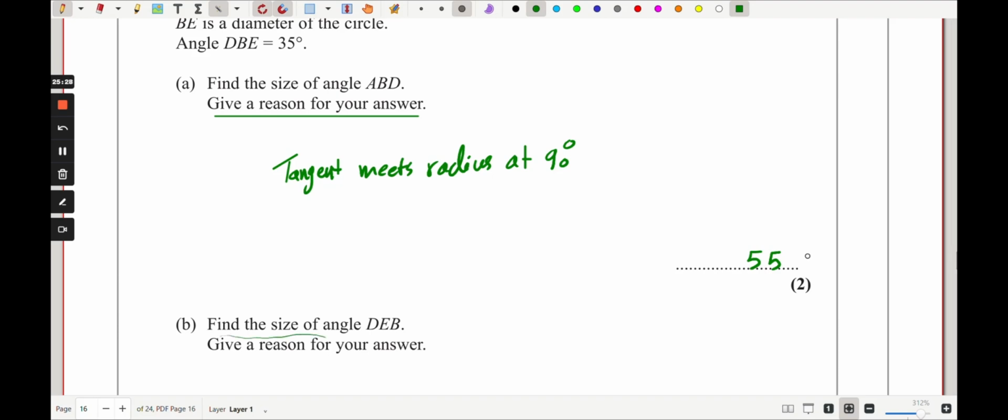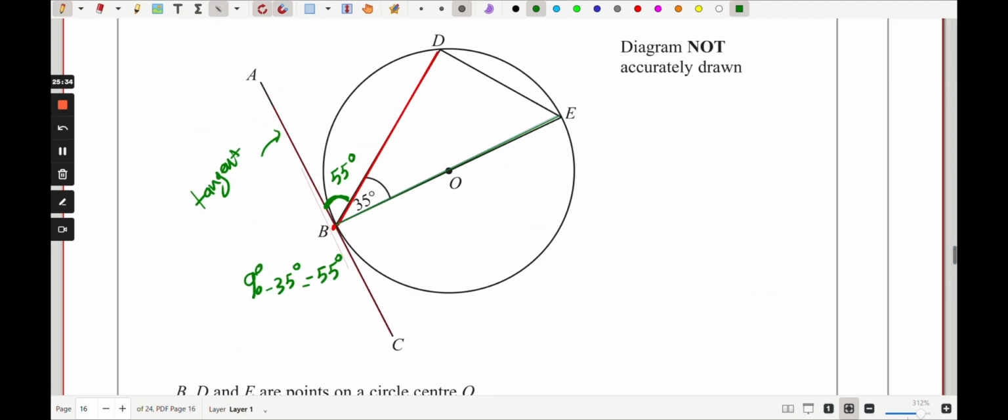Find the size of angle DEB. Give a reason for your answer. The angle DEB, this angle here. So they want us to find the angle here. We will use for sure the alternate segment theorem. For the alternate segment theorem, we need a tangent and we need a chord. That means this angle here is equal to this angle here. So this angle will be 55 degrees.